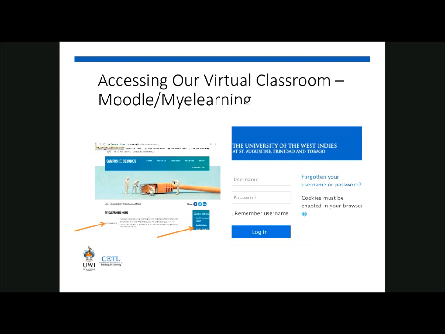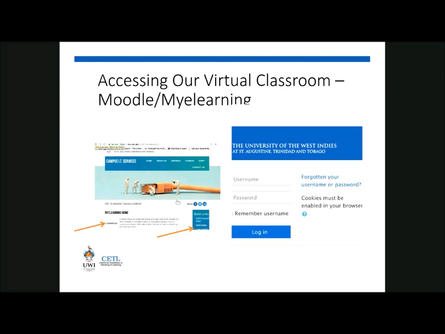All right. So if you look at the screen I have up there, for those of you who need to get your enrollment key, one of the quickest ways I'm suggesting is to do a simple search in your browser for myeLearning. The first hit you get is this site, Campus IT Services, and I'm going to just use the pointer. So Campus IT Services is a site that looks like this.